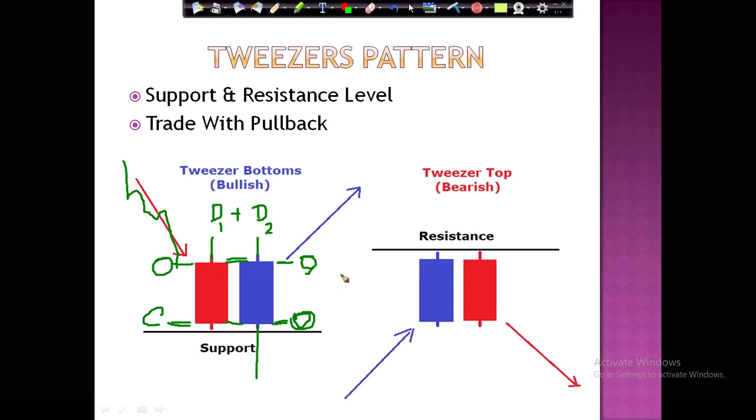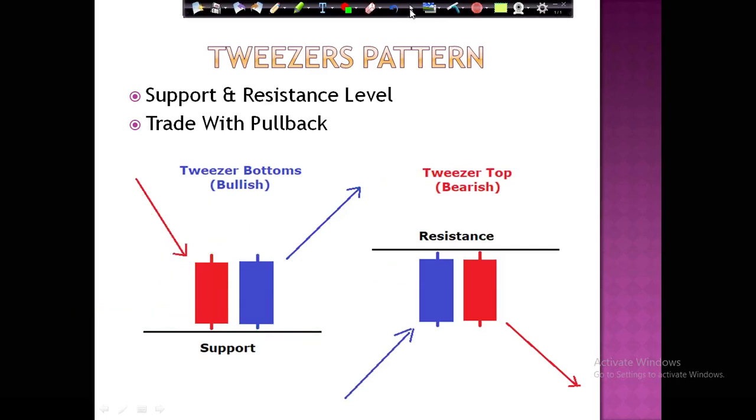What does it look like? Somewhere up here at this point. Price went down, went up, and the next day again closed in the same area. This is the close and this is the open, somewhere the same, so it looks like a doji pattern. This type of pattern is called tweezer. This is all the tweezer pattern.